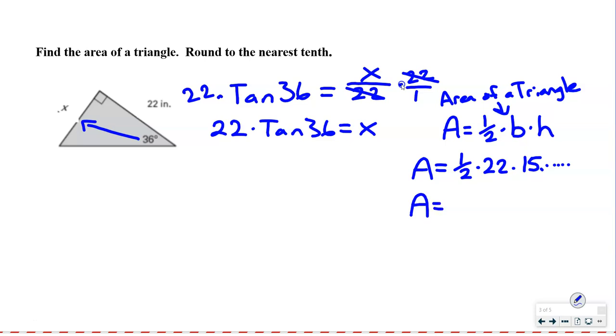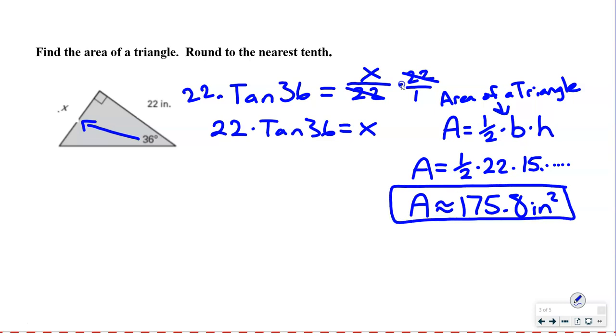approximately, and so it's asking us to round to the nearest tenth, so I do have an approximate answer of 175.8 once I round it. So wait to round at the very end. Only round at the very end. And since we're using inches, that'll be inches squared. So area is approximately 175.8 inches squared.